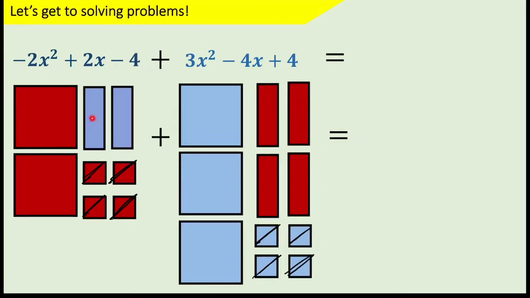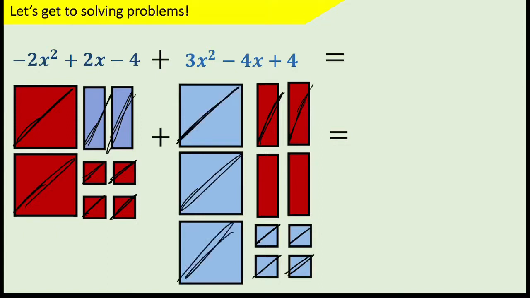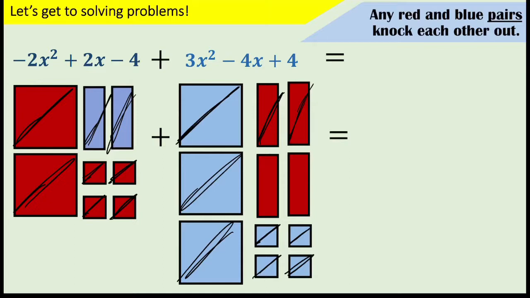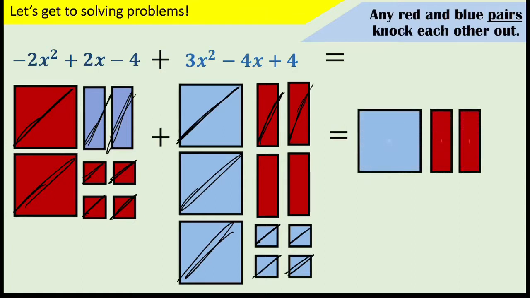I can do that here as well. I have 2 x's, but I owe 4 x's. So when I pay back what I owe, how much do I owe still? I still owe 2 x's. We can do that with our x squareds. So any red and blue pairs knock each other out. So what do I have left?